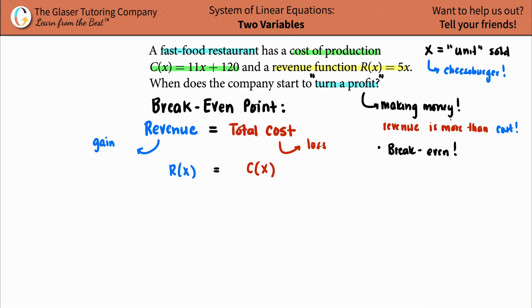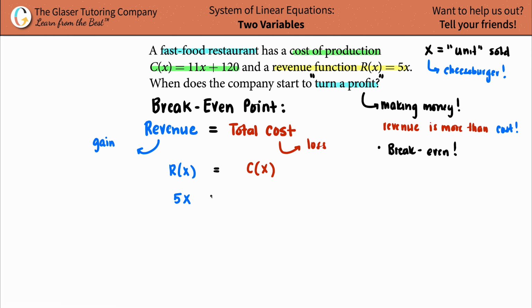Okay. So we're going to find out how many cheeseburgers, that's the x value, that we have to sell at this fast food restaurant in order to turn that profit. Well, what does R of x really equal? It equals 5x. So I'm going to say 5x equals, what was the cost? Well, the cost was this part. It was 11x plus 120.